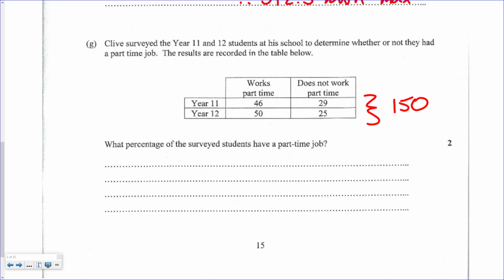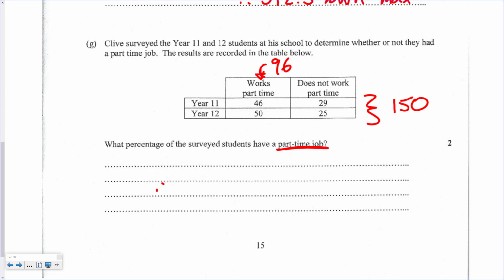So we're going to be using that. But then what we also need to do is find how many of those 150 students have a part-time job, because that's what we're trying to find the probability of, or the percentage rather. So here we need to look at the works part-time column, and we'll see that 46 plus 50 equals 96. That means 96 of these 150 people do have a part-time job.